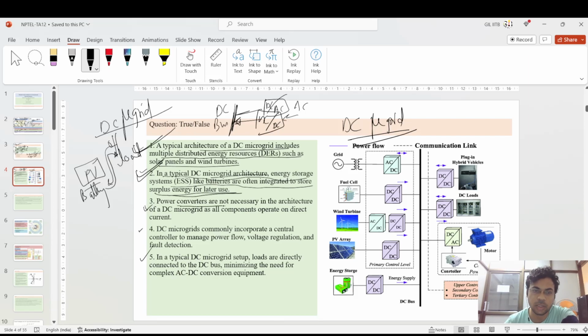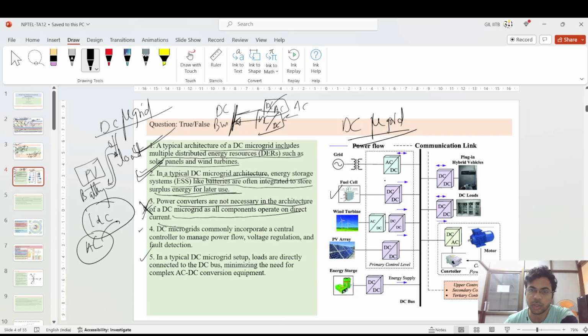Coming to the third statement, it is saying that power converters are not necessary in the architecture of the DC microgrid as all components operate on direct current. That is false. Why? All systems do not generate DC. If it is generating AC, you need converters in between for connecting with the DC microgrid.